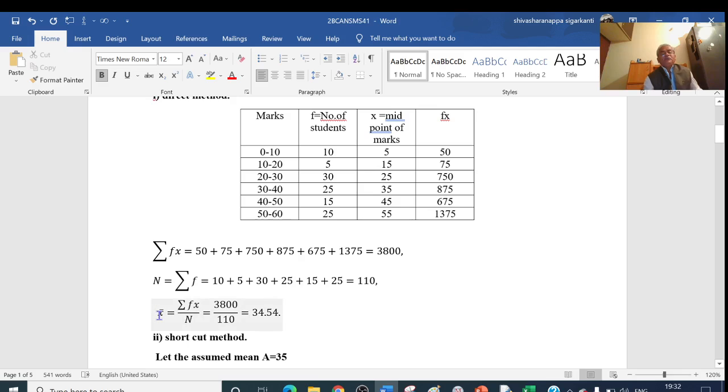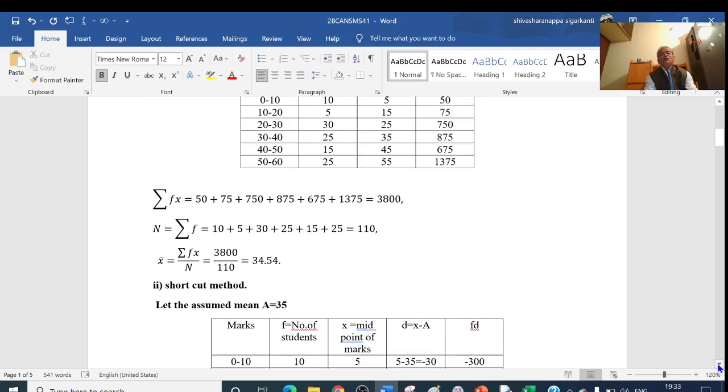Then the arithmetic mean by the direct method is given by summation of fx divided by n. That is 3800 divided by 110. This is equal to 34.54. This is by the direct method. And then we go for the shortcut method for the same data.